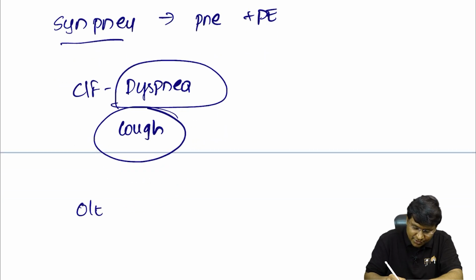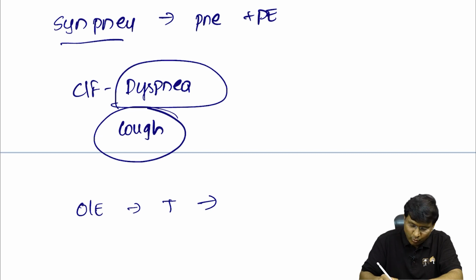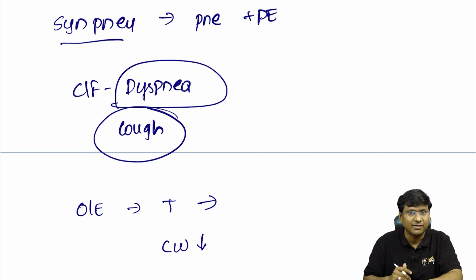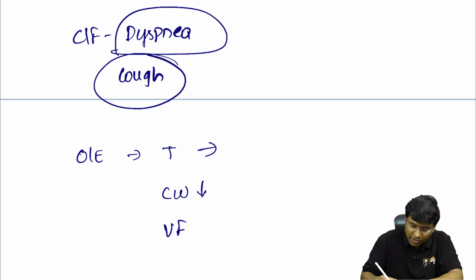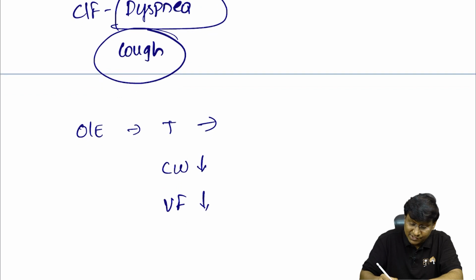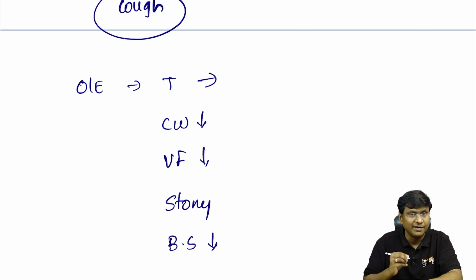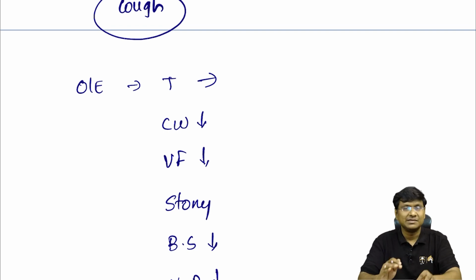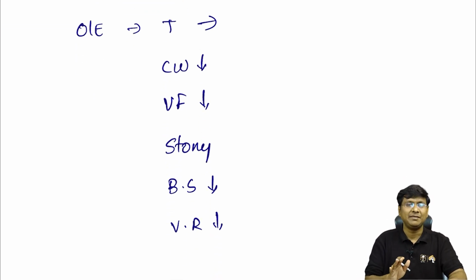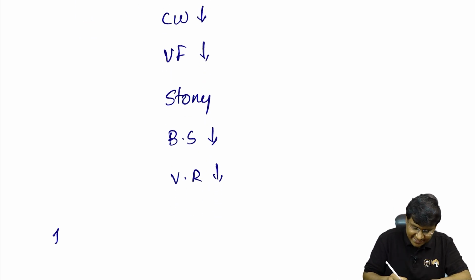And on examination, you will find that the trachea is deviated to the opposite side. And what will happen to the chest wall movements? That will be reduced. And what will happen to the vocal fremitus? That is also reduced. And another important point is the percussion: you will have a stony dull note. And what will happen to the breath sounds? The breath sounds will be reduced. And what will happen to the vocal resonance? That is also reduced. So these will be the features that you will have in patients with pleural effusion. So what exactly is the first line investigation in patients with pleural effusion?